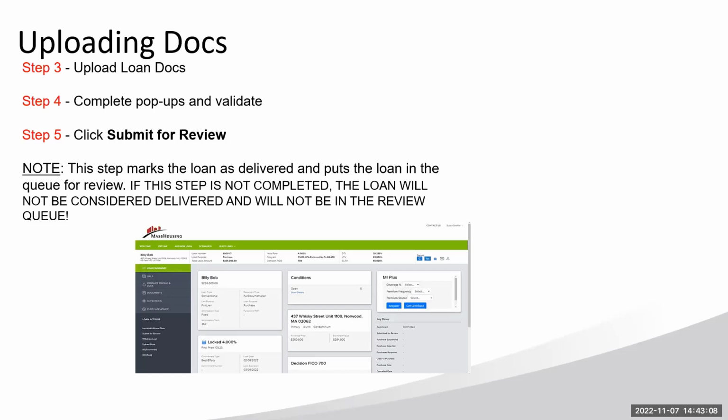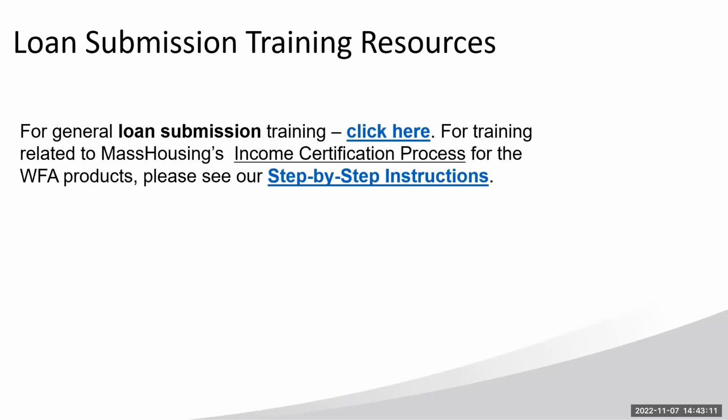Very important. Moving on to our loan submission training resources, which can be found at masshousing.com. You can also find the income certification process for the WFA products there as well, and the step-by-step instructions.